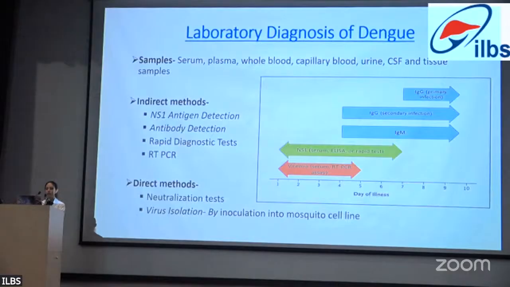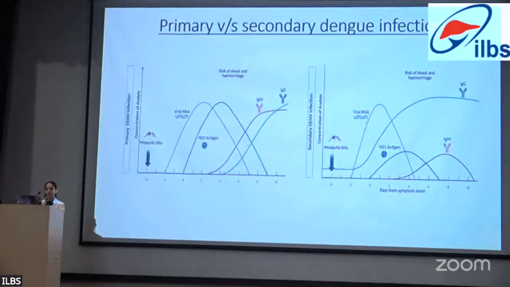IgG is often cross-reactive with many flaviviruses, which gives positive results in a case of infection with yellow fever virus or Japanese encephalitis. Dengue virus can be detected in blood from 1 to 5 days after onset of symptoms, and virus isolation can be done by inoculation into the mosquito cell line.